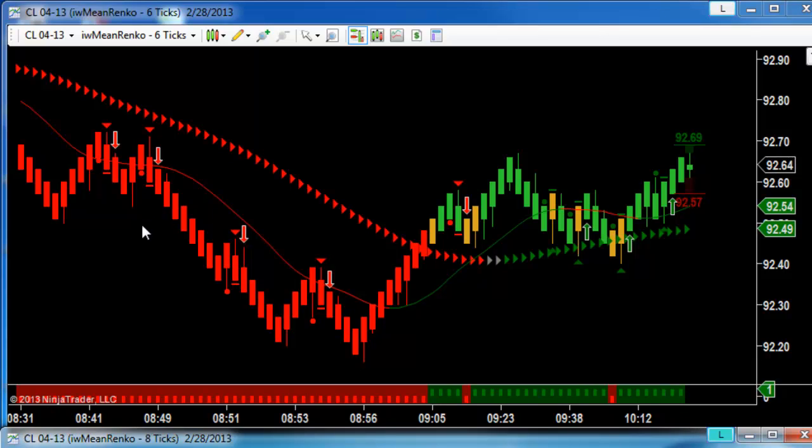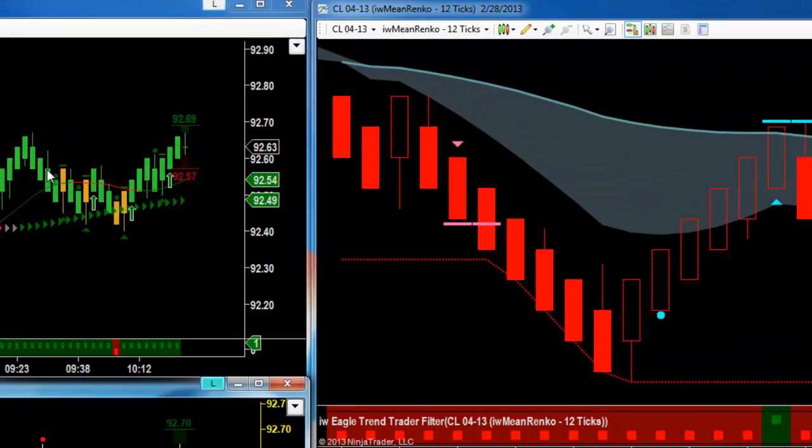I'm going to go ahead and count these up. I've got 1, 2, 3, I have 4 valid signals that I got right here to the downside, and I've got my 5th signal here to the upside, which is valid. So in total, we got 5 signals over roughly a 2-hour period of time for our Hawk Micro Scalper. Now, the Hawk Micro Scalper is set up with a 6-tick mean Renko bar.